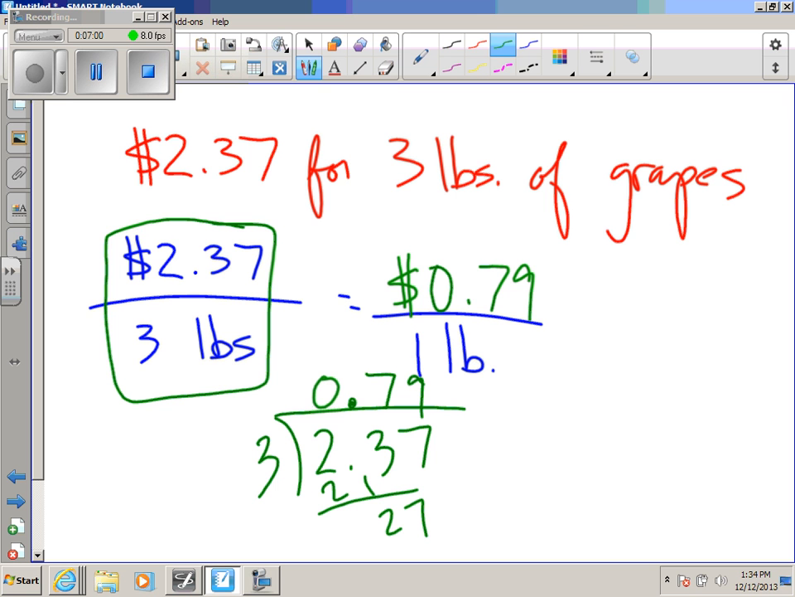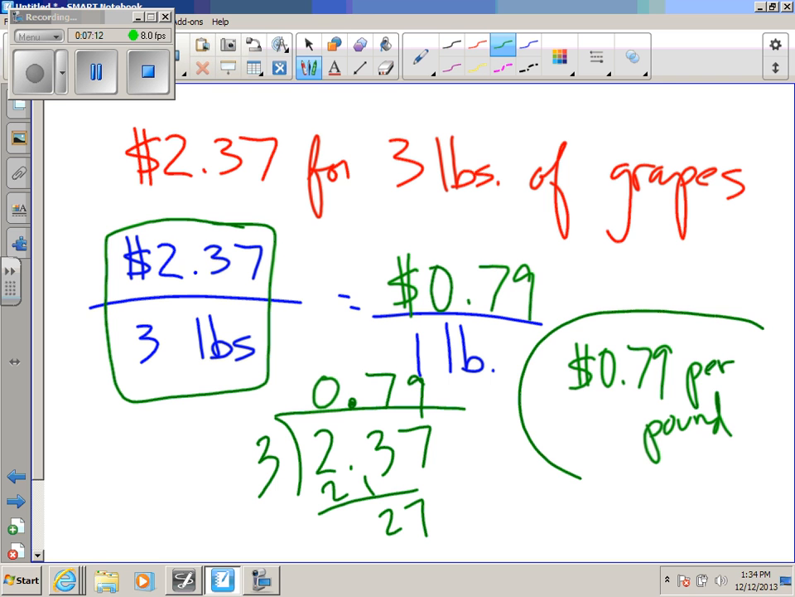How do I label this? How do I label it? Yes. 79 cents per pound. Don't use this. Nobody uses that anymore. Do you need the per pound?